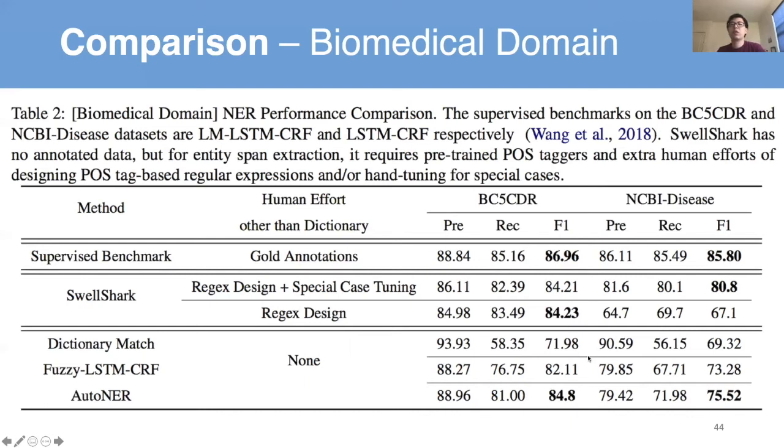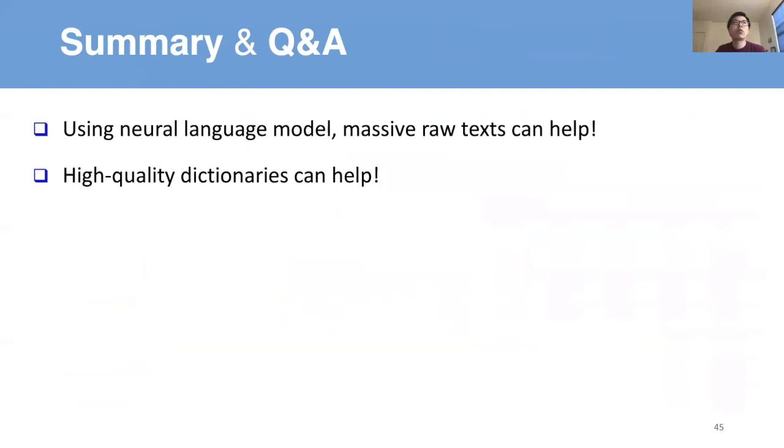So you can see there's a high potential that we can use the high quality dictionary to initiate the effort of NER. We can build a model first, and then only ask the human expert to correct a few mistakes there to get the gold annotations. In this way, we can build the NER model with less human effort. So in summary, using a neural language model, we can leverage the massive amount of raw text to help. Using the high quality dictionary, we can build a reasonably good NER model.